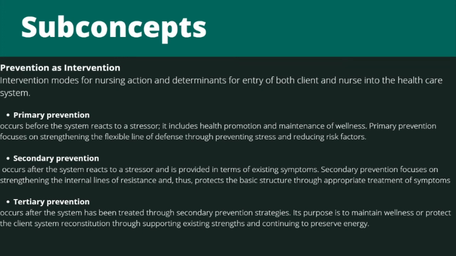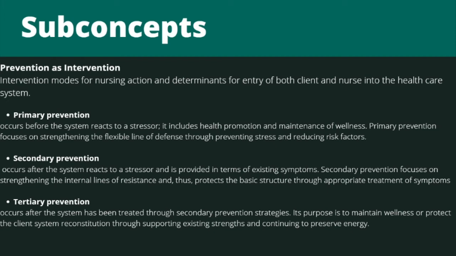So there are three preventions. The primary occurs before the system reacts to a stressor. It includes health promotion and maintenance of wellness. Also, primary prevention focuses on strengthening the flexible line of defense through preventing stress and reducing risk factors. This intervention occurs when a risk or hazard is identified but before a reaction occurs. Strategies that might be used include immunization, health education, exercise, and lifestyle changes.